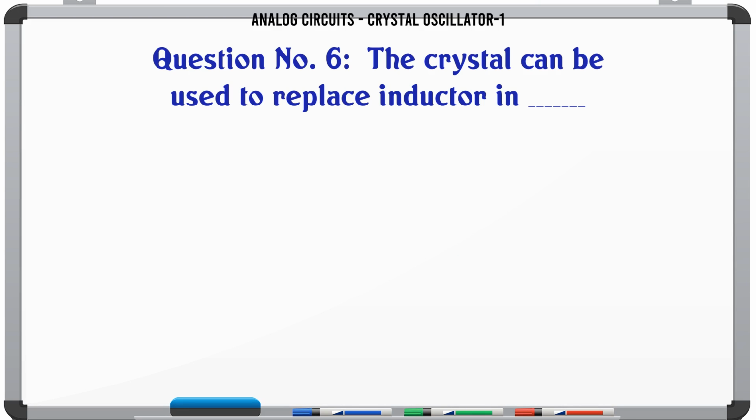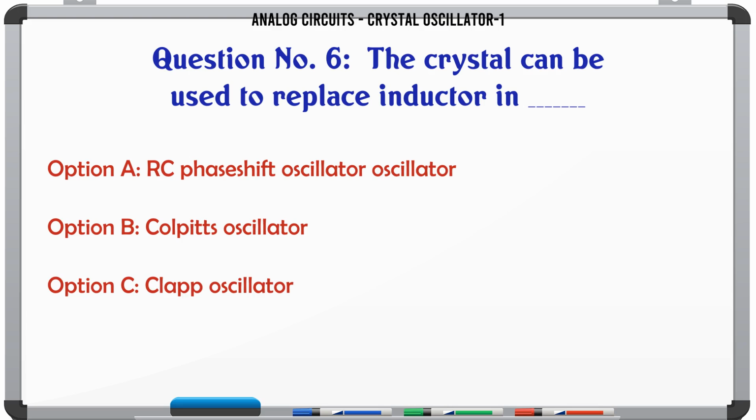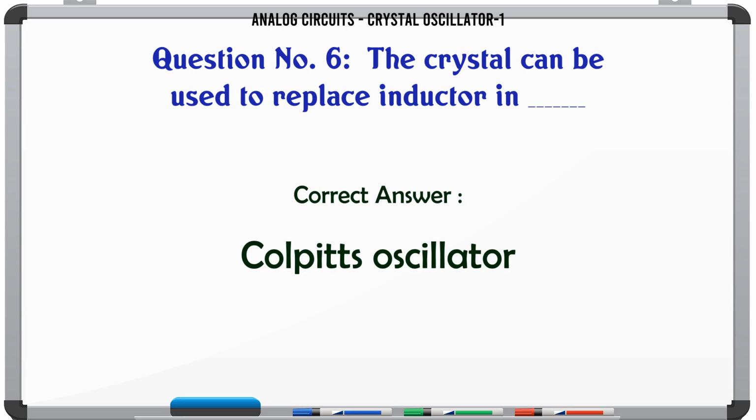The crystal can be used to replace the inductor in A RC phase shift oscillator, B Colpitts oscillator, C Clapp oscillator, D Wien bridge oscillator. The correct answer is Colpitts oscillator.